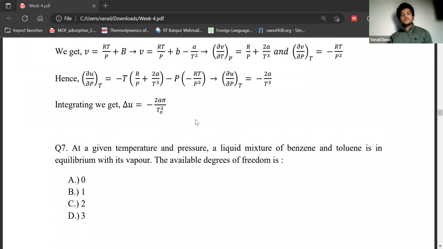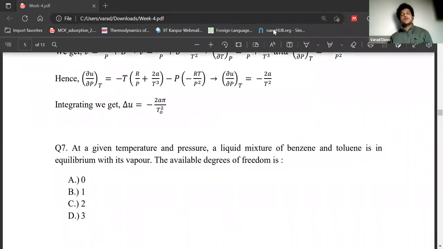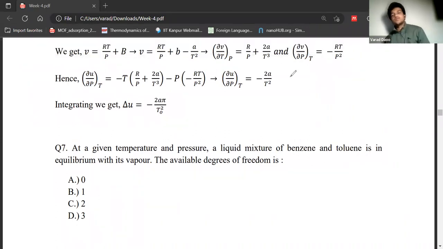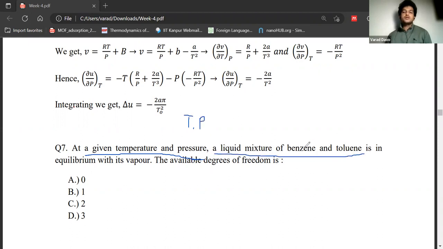This is a very easy question, and we have already solved similar questions in previous classes as well. What we are given is that at a given temperature and pressure, so T and P have been given, a liquid mixture of benzene and toluene is in equilibrium with its vapor. What we need is the degrees of freedom.